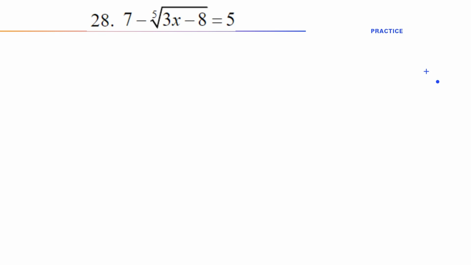Number 28. Isolate the root. Alright, subtract 7 from both sides. Negative 2.